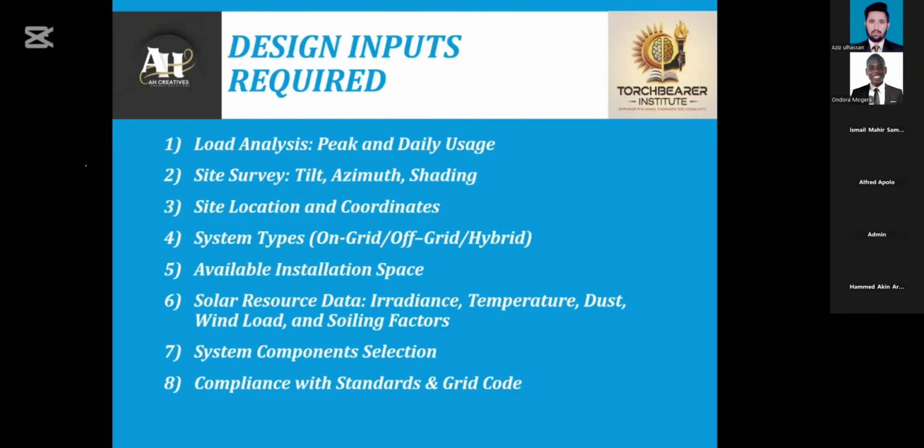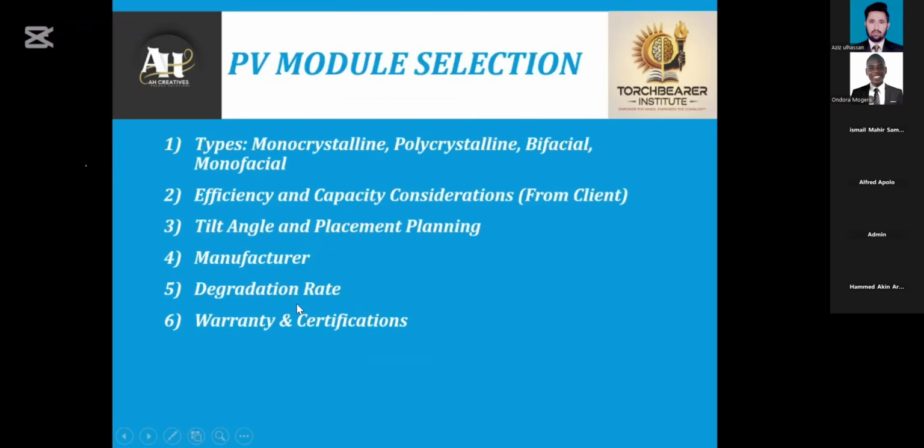So it's very important to understand this specification during sizing. And these specifications are very important during sizing and designing using PVsyst, SketchUp, and also AutoCAD. So the system component selection. It's very important to understand if you're using an off-grid inverter or a hybrid inverter. Also compliance with the standard.